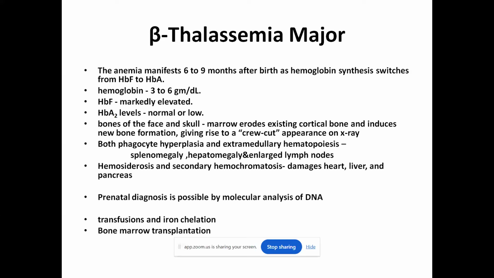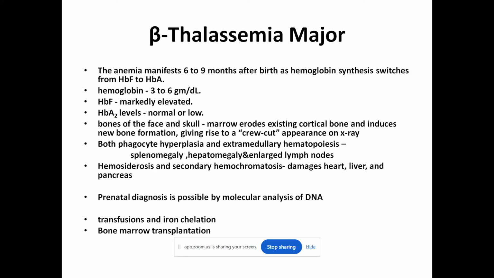Coming to the anemia, it will manifest after the cessation of HbF production. So HbF will be switching into HbA, and after 6 months the manifestations will start. In thalassemia major, the hemoglobin level will be around 3 to 6 milligram per deciliter. Hemoglobin F will be increased and hemoglobin A2 will be normal or increased.